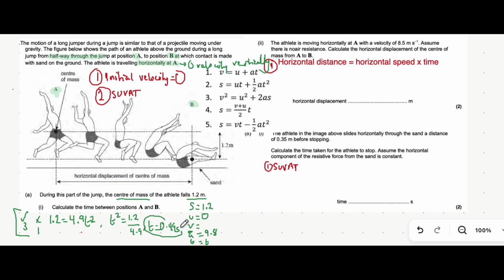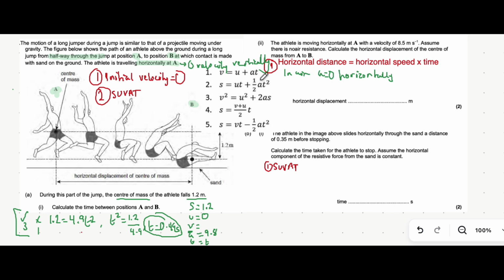Great, let's move on to the next part of the question. So I've given another hint here that the horizontal distance is horizontal speed times time. Why is that the case? Well, it's because in air, we can always assume that the horizontal acceleration is 0. This will always be true in air unless it specifies otherwise. It's something that I realize comes up in the specification quite a lot, so do take note of it.